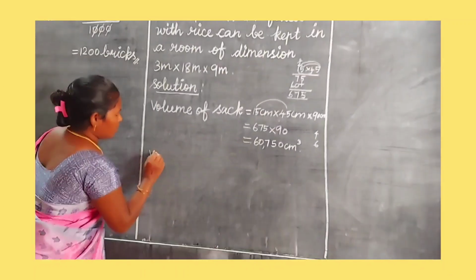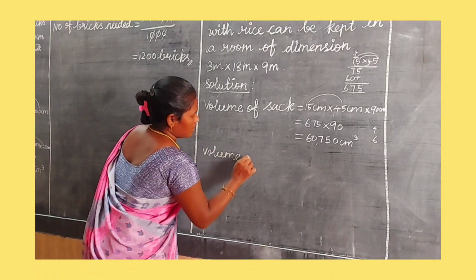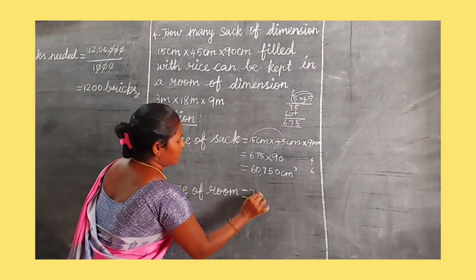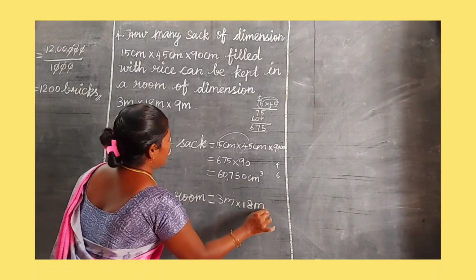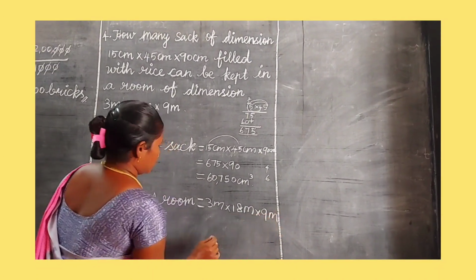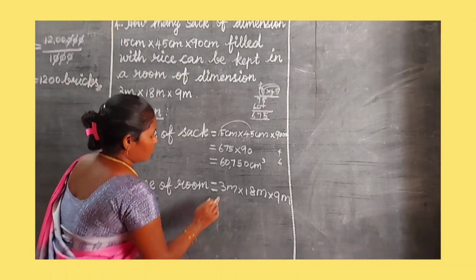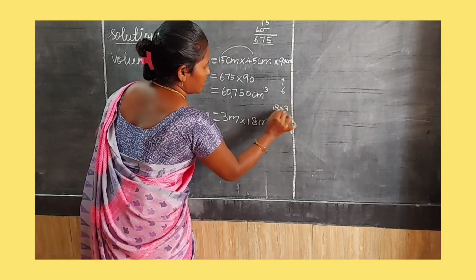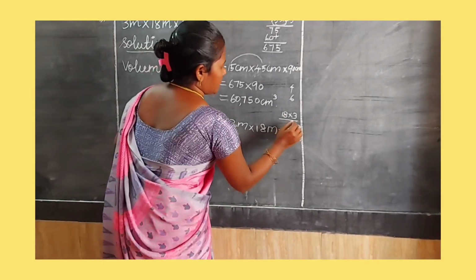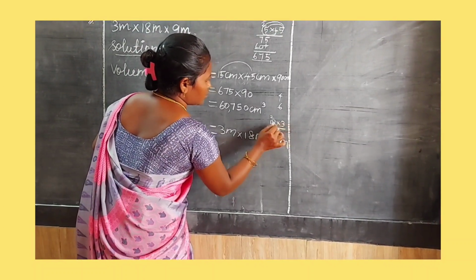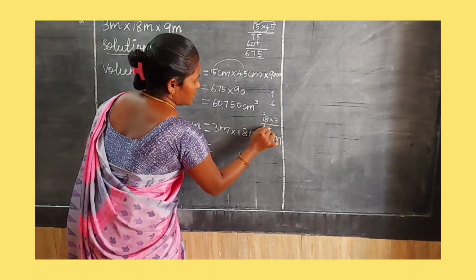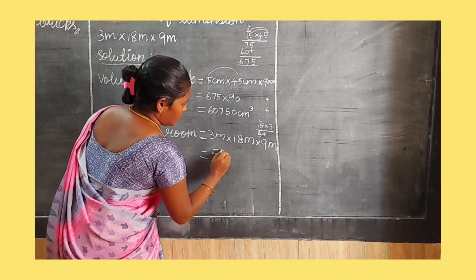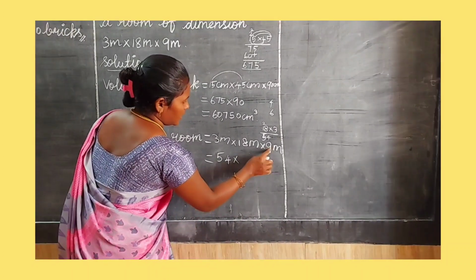Next we have to find the volume of the room. Volume of the room is 3 meter into 18 meter into 9 meter. Now multiply the values, 18 into 3. 3 eights are 24, write 4, carry 2. 3 ones are 3, 3 plus 2 is 5. So the answer is 54 into 9.